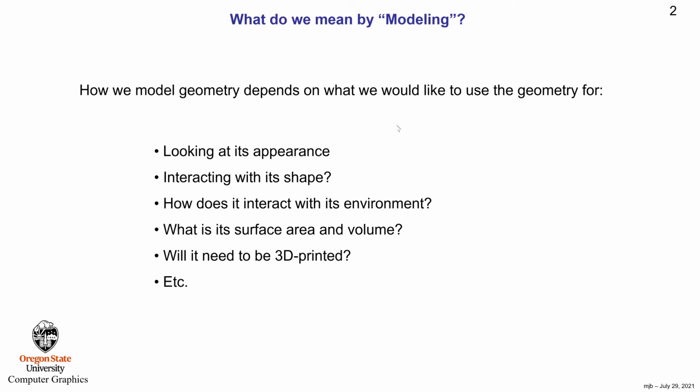Okay, so what do we mean about modeling? Modeling means building up geometry because we need geometry in order to draw things. But before you start diving in and just drawing things, we need to ask: what's required? Are we just simply looking at the appearance of something? Do we need to interact with a shape, like pulling and pushing on vertices? Does it interact with its environment at all? Does it do some physics and bounce around? Do we need to know its mechanical properties: surface area, volume, center of gravity, moment of inertia? Is this going to need to be 3D printed?